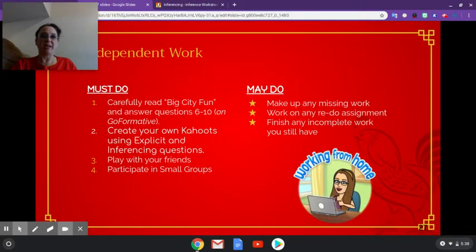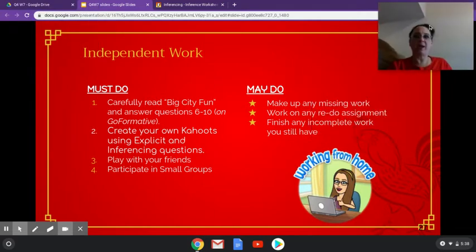Getting in today with your independent work, you will be working on carefully reading the Big City Fun, the text that's in your Go Formative. It will be questions 6 through 10 today. And also you're going to be creating your own Kahoots. Now you're going to be using it from the text Big City Fun, and you will be creating explicit questions or questions you can answer directly from the text. You can find it, you can touch the answer, and inferencing questions. So what things can you come up with to identify that? I would like at least 5 questions minimum in there, at least 2 explicit and 3 inferencing.